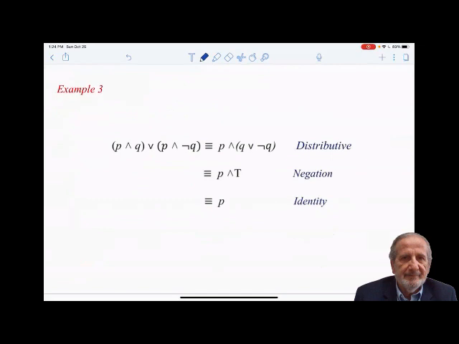So here's an example. I need to reduce, simplify, if possible, this expression. I notice that P is here and here, so I can take it out. That's the distributive property. Then inside, I'm left with Q or not Q. Now, Q or not Q is T, true. Now, P and T is P. So you see now this one here is simplified to be P.